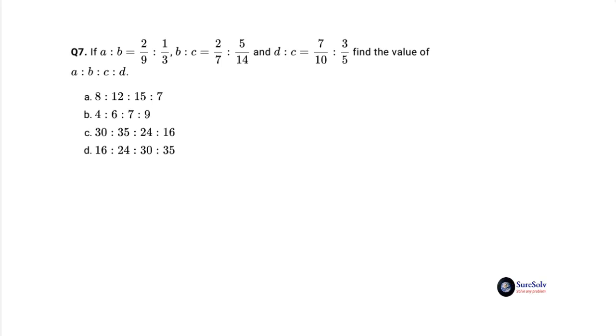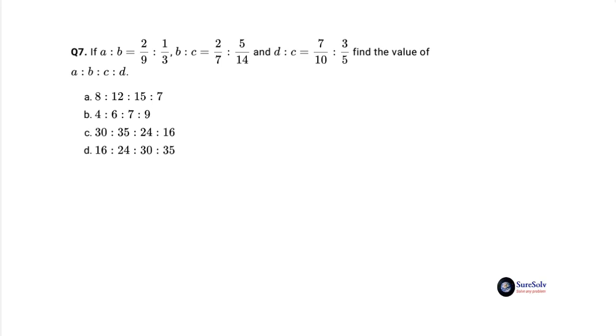This is a two-stage ratio joining problem. But before you can take up joining the ratios, you must first convert the fraction ratio values to integers. The method to convert is to multiply both fraction values of a ratio by the LCM of the denominators of the two fractions. To show how the method of conversion works, let's first convert the ratio a is to b equal to 2 by 9 is to 1 by 3 to a ratio of integer values.